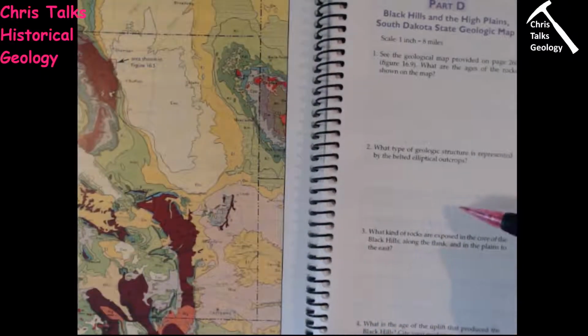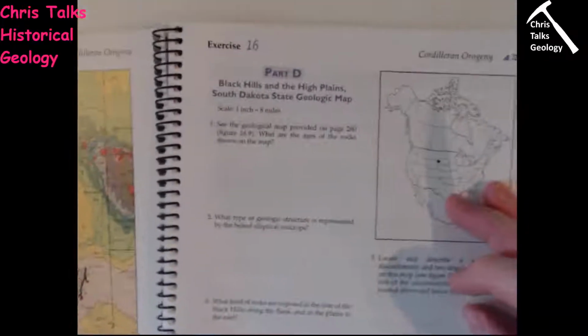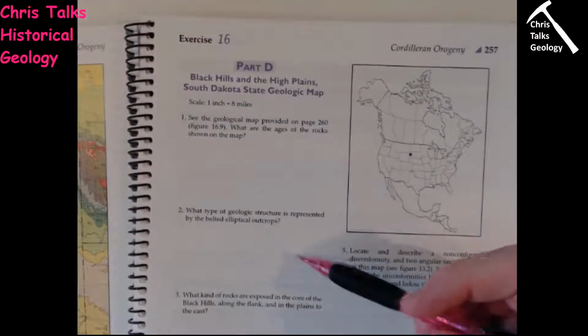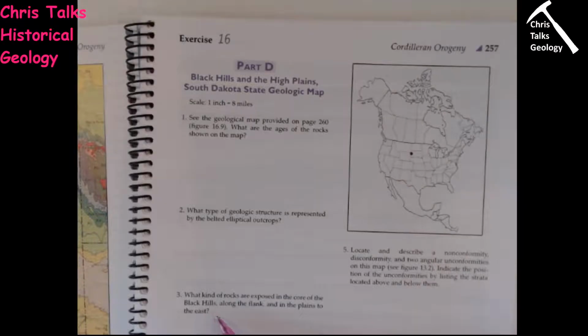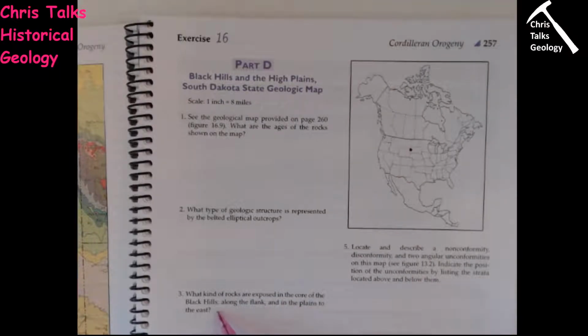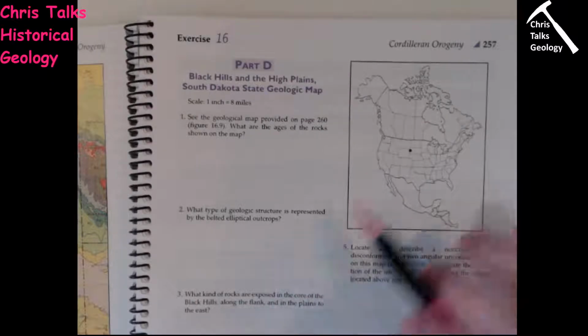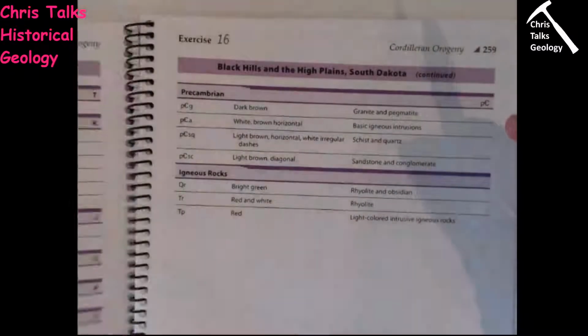So you're going to try and work out what the type of geologic structure is. Okay. Question 3. What kind of rocks are exposed at the core of the Black Hills, along the flank and in the plains to the east? Well, we've pretty much covered this, haven't we?